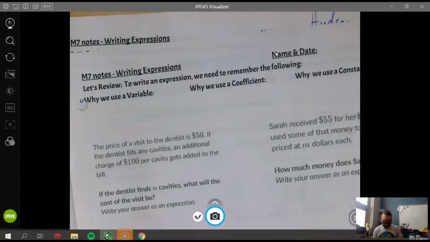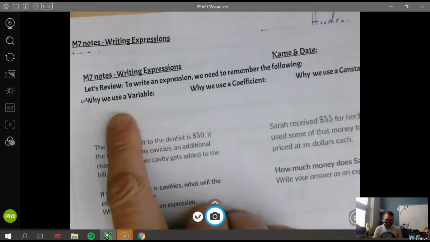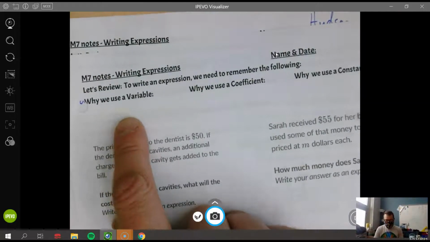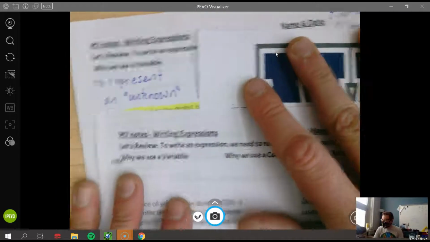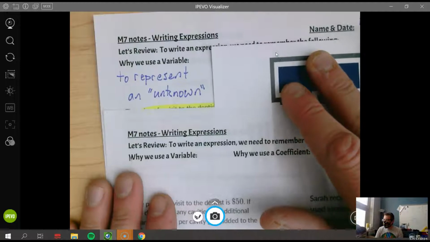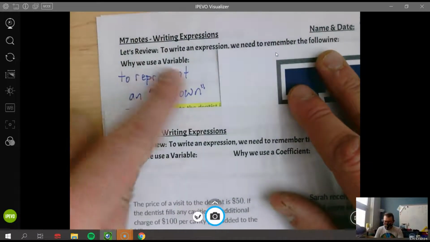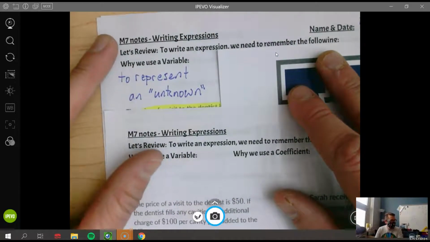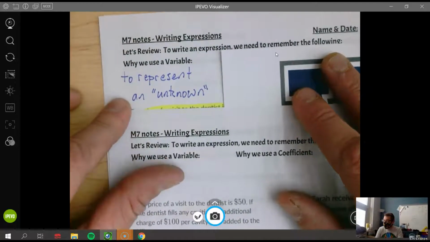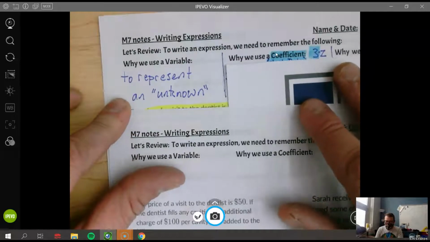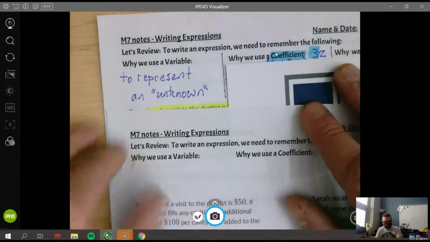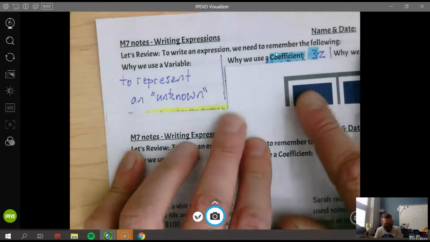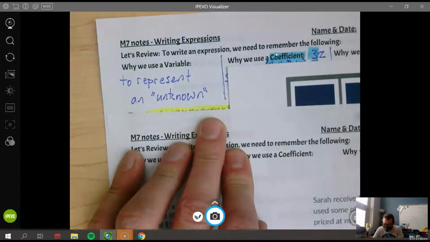What I will let you say is, Douglas, do you remember why we use a variable? Yeah, to represent an unknown. So something we don't know gets represented by a variable. Please make sure we're writing this down if you don't have this written down beneath why we use a variable. Why do we use a coefficient? Aiden or Adam? I'm trying to incorporate other people too. Adam? Yeah, like Douglas just said.